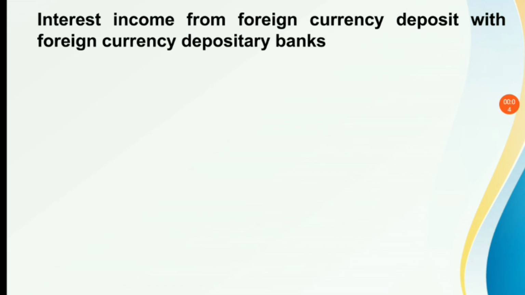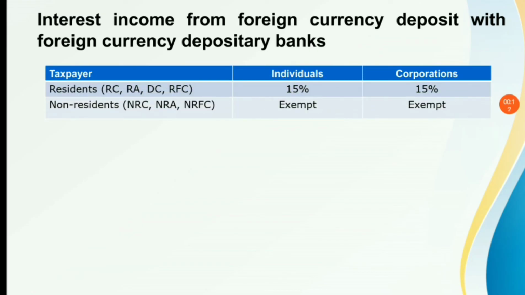Now let's talk about interest income from foreign currency deposit with foreign currency depository banks. So if the taxpayer here is a resident, it could be a resident citizen, resident alien, resident foreign corporation, or a domestic corporation, they will be subjected to the final tax rate of 15%.